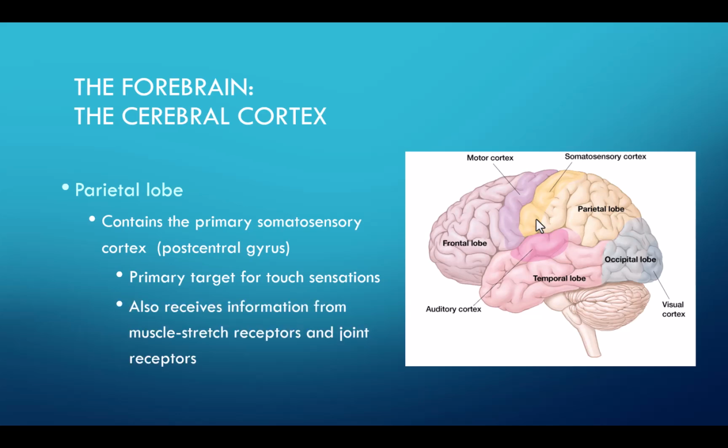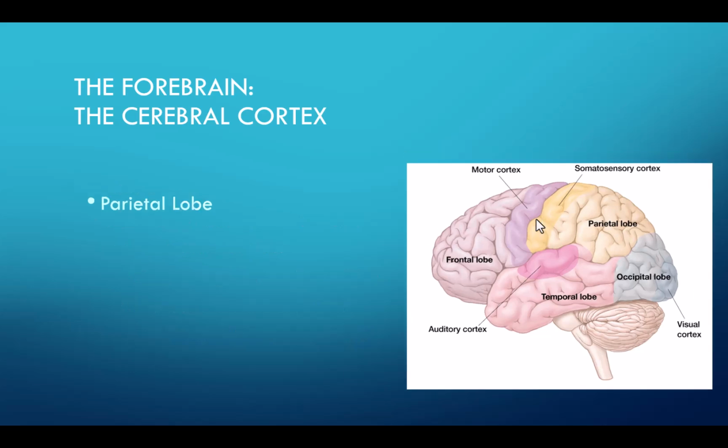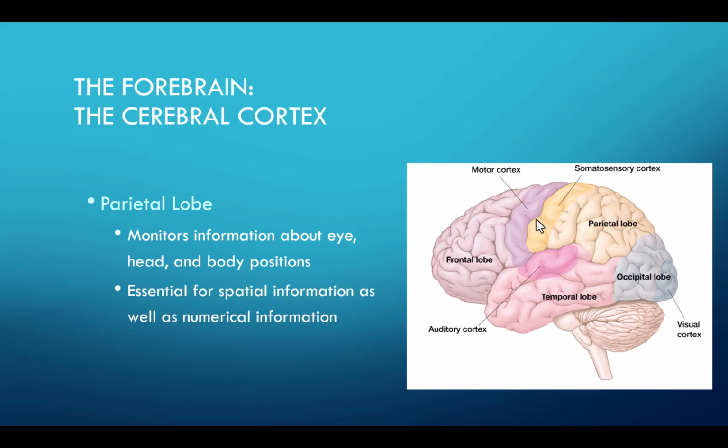The parietal lobe also receives information, or I should say specifically the somatosensory cortex also receives information from muscle stretch receptors and joint receptors. There are some other functions of the parietal lobe. It is going to take incoming information from all of the senses, monitoring information about eye, head, and body positions so we know where we are in relationship to the rest of the world. We also know it's important for spatial information as well as numerical information.